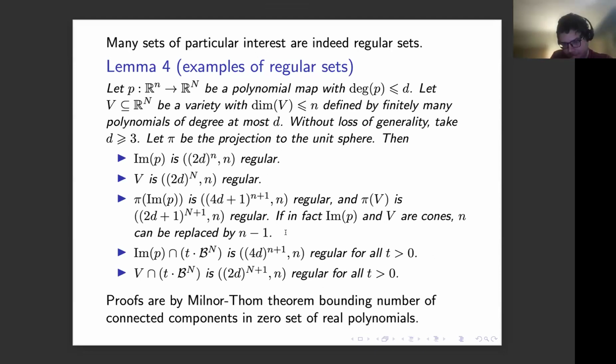Okay, so underlying what tells you that the algebraically defined sets are (K, n)-regular is this so-called Milnor-Thom theorem, which is bounding the number of connected components of a zero set of real polynomials. This is the hammer that we use.